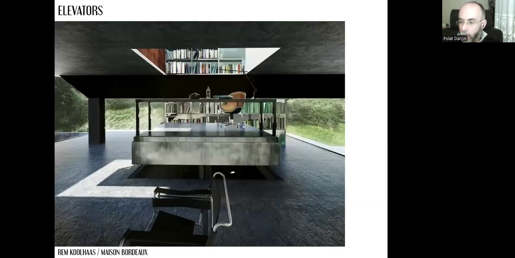Or instead of a cabin, we can have a platform without the walls or the ceiling, only a moving platform. Here is the design of Rem Koolhaas's Maison Bordeaux. If you have time, please search for this building. It's a house building, and the design is very interesting. You need to learn about the story of the design, how the architect has designed it.